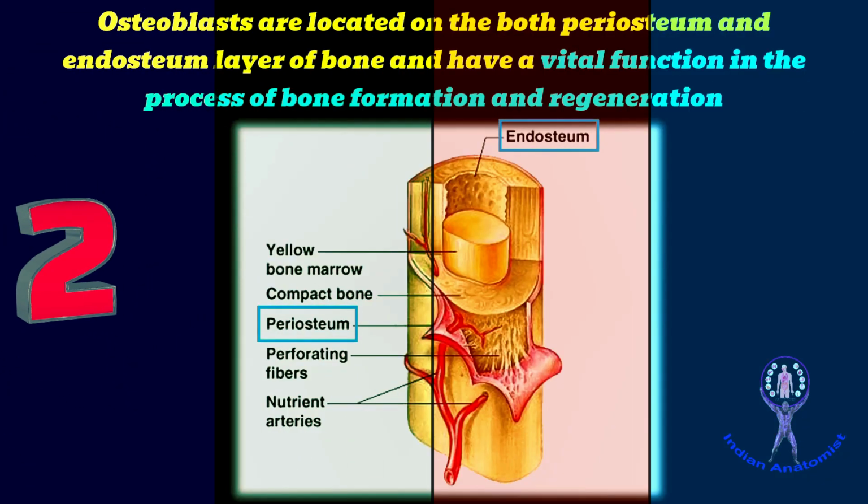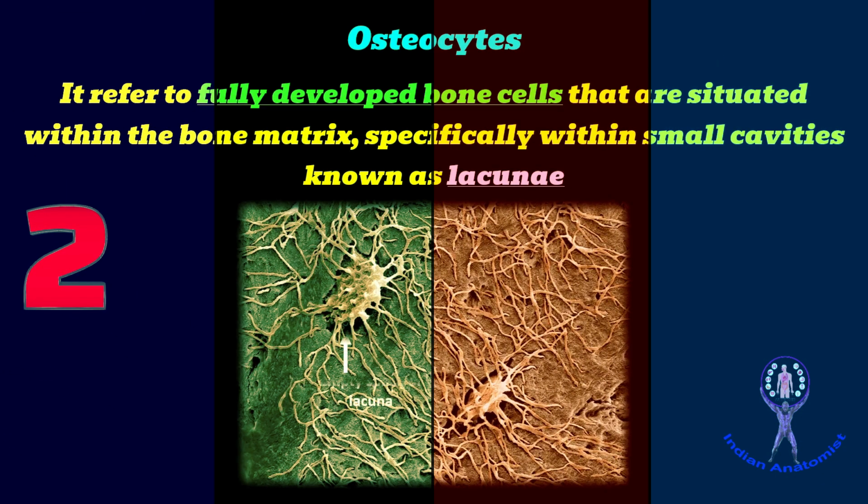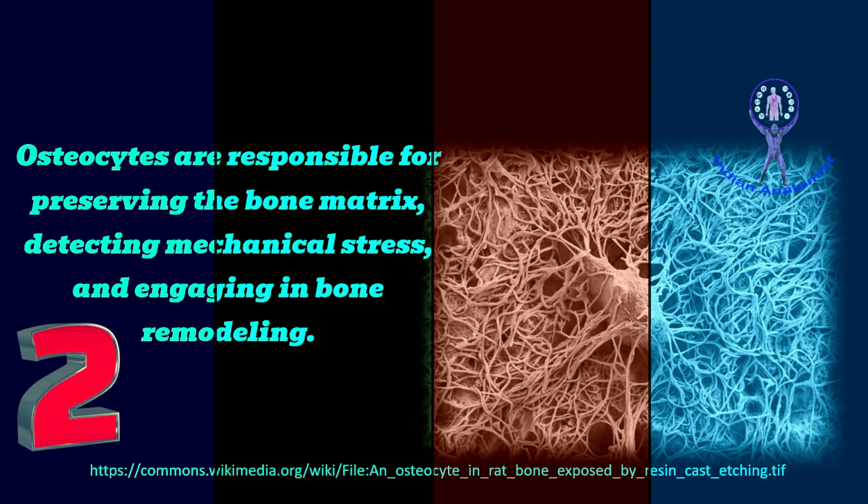The second cellular component of the bone is osteocytes. Osteocytes refer to fully developed bone cells that are situated within the bone matrix, specifically within the minute cavities known as lacunae. In this picture, we can see the arrow-marked structures. These are the lacunae within which the osteocytes are lodged. Osteocytes are responsible for preserving the bone matrix, detecting mechanical stress, and engaging the bone in remodeling.